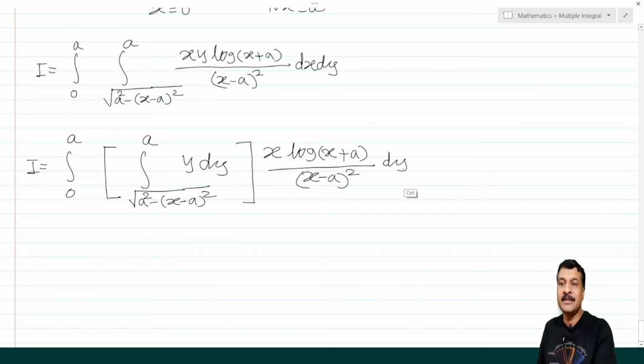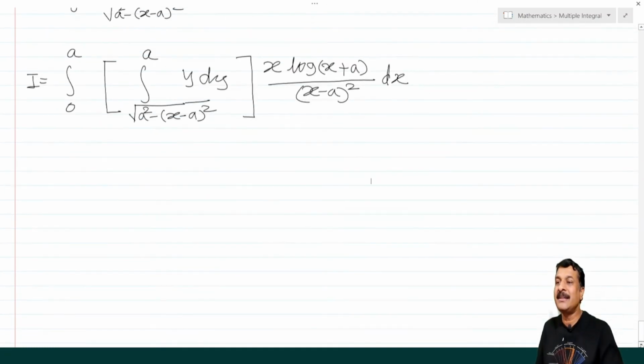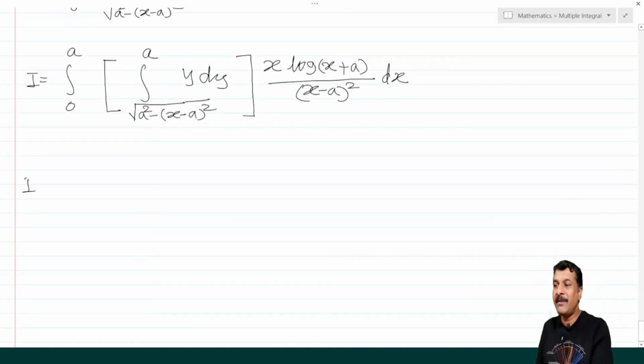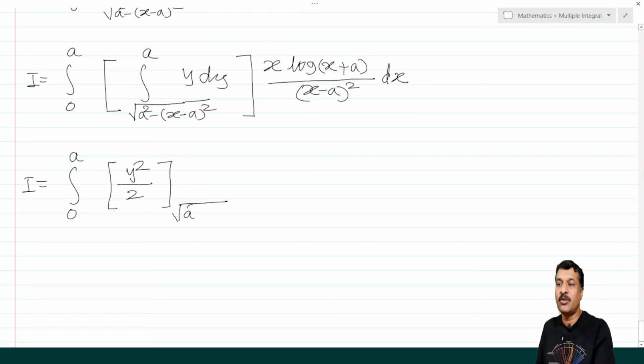So what is the integration of y with respect to y? Just like a single integral, you evaluate it. It is y square by 2. Lower limit and upper limit you put there. It is the square root of a square minus (x minus a) whole square to a, and the remaining as it is, that is x log(x plus a) upon (x minus a) whole square into dx.